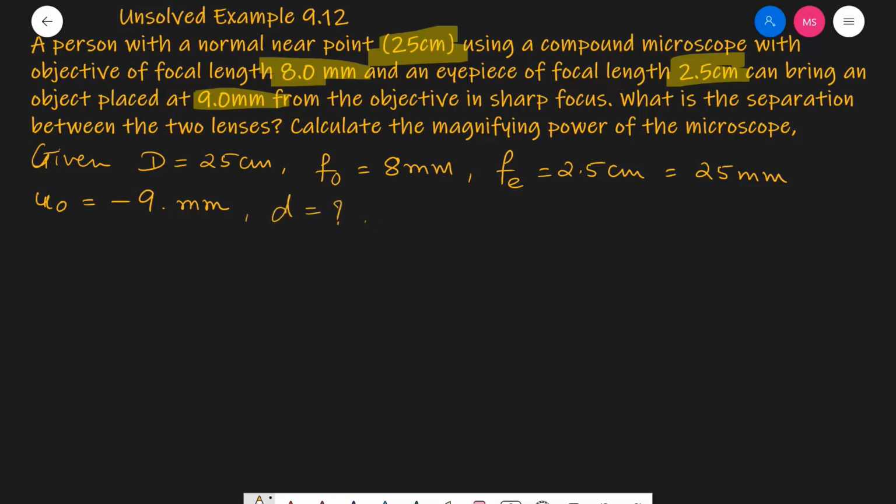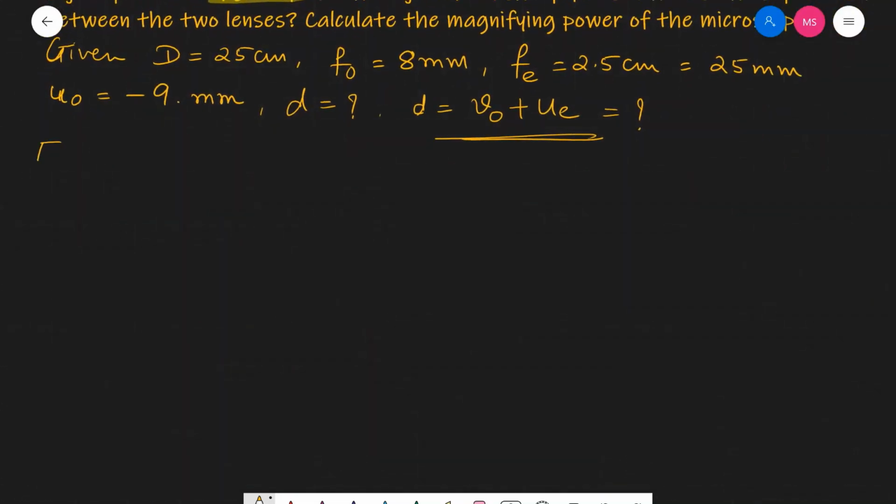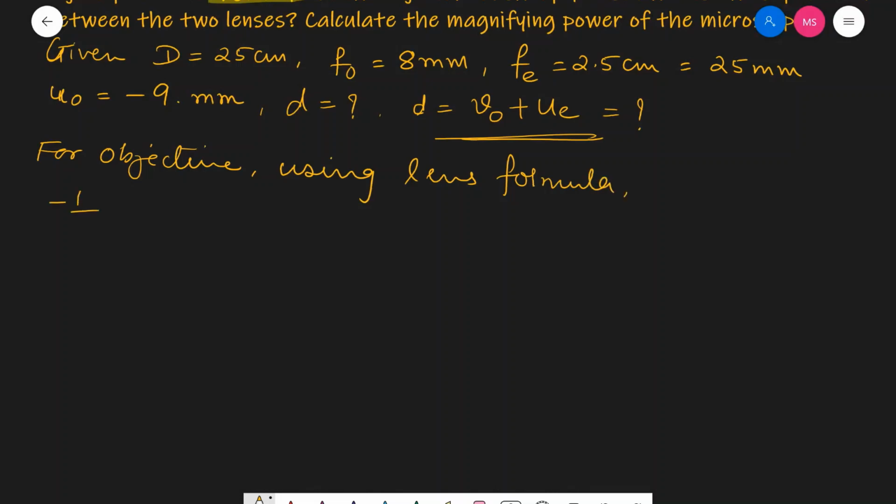So we have already seen in a previous example that D is given as VO plus UE. This we have to find. Okay, so for objective, using lens formula, we will get minus 1 by UO plus 1 by VO equal to 1 by FO. So from this equation we will get VO.